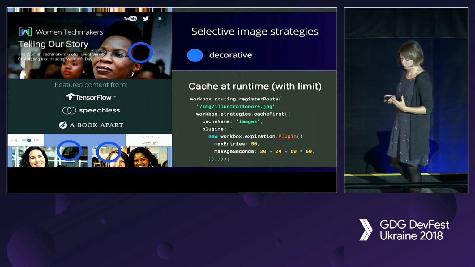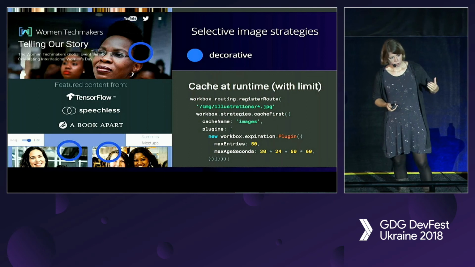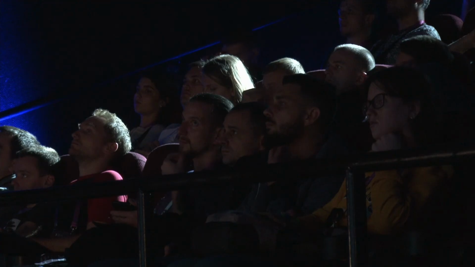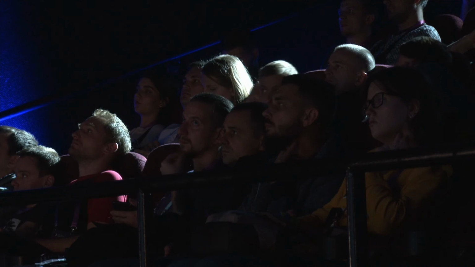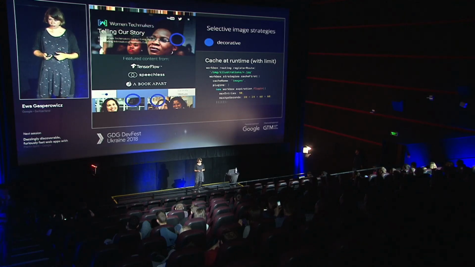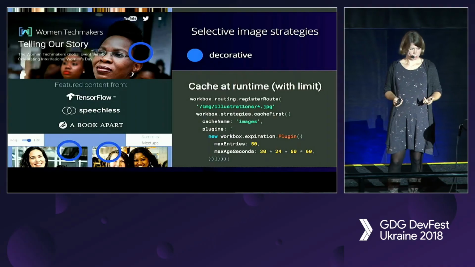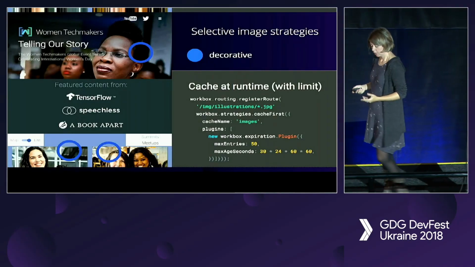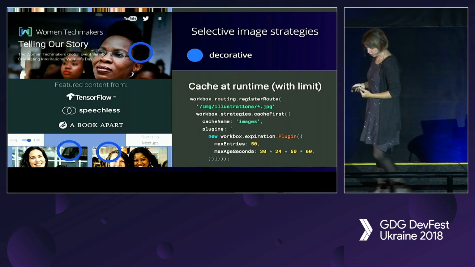Now, selective images, I cache at runtime. When the user navigates the page and looks around, there's a high chance that they will keep coming back to the same locations. For example, I don't know, for the website of this conference, I keep coming back to the schedule or to the list of speakers. So it's good to cache those resources at runtime.